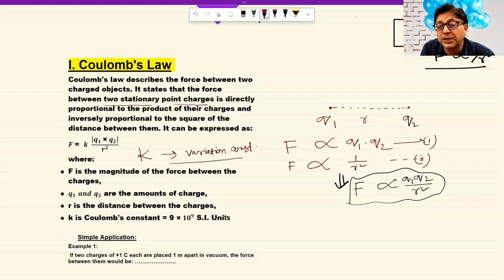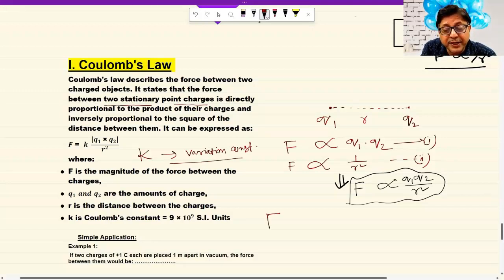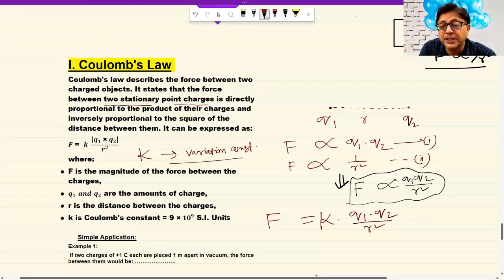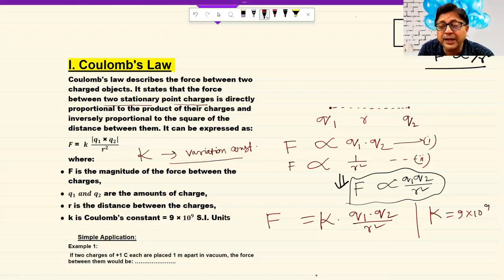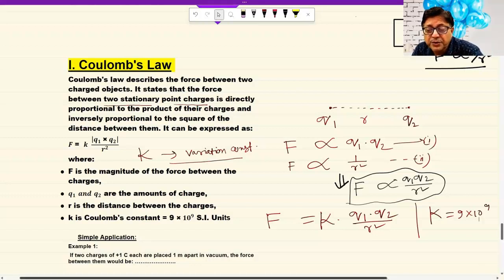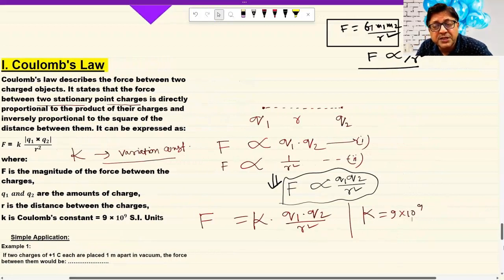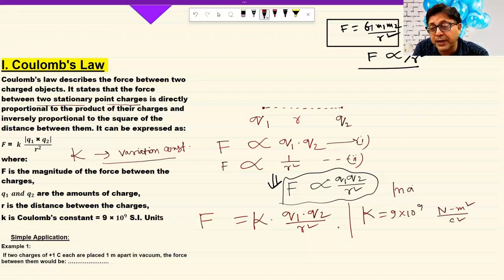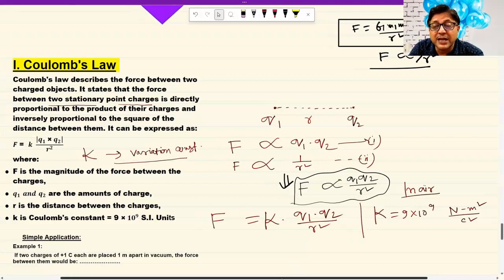This variation constant we apply here, and then F becomes K into Q1 multiplied by Q2 by R square. This K is the variation constant. Its value in air is 9 into 10 to the power 9. You can see the unit. In the past session I told you the unit of charge, unit of force, unit of distance. So the unit of K is going to be Newton meter square per Coulomb square. In air, the value of K, this you definitely remember, is 9 into 10 to the power 9 SI unit.